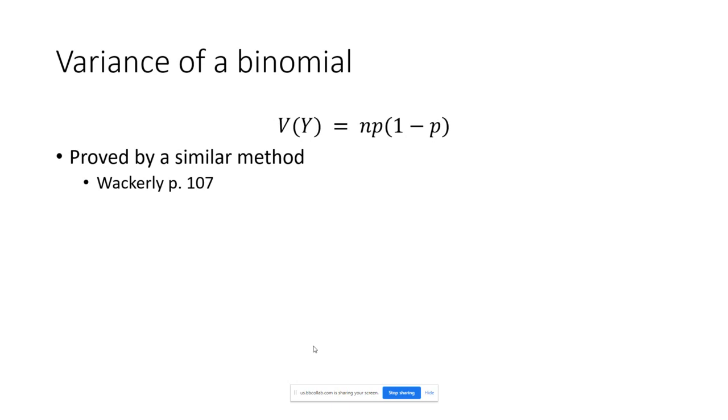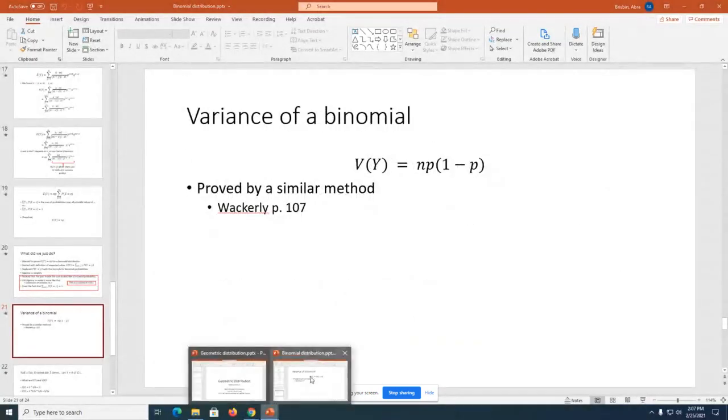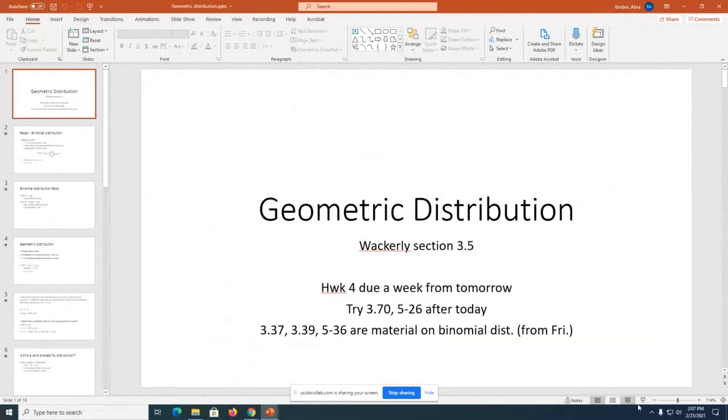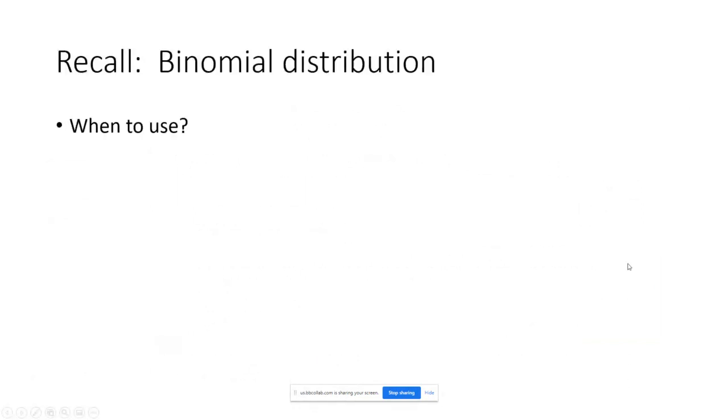All right. So now let's switch over here. So recall, we talked about the binomial distribution. Can someone remind us when the binomial distribution makes sense to use? What sort of situation does it model?